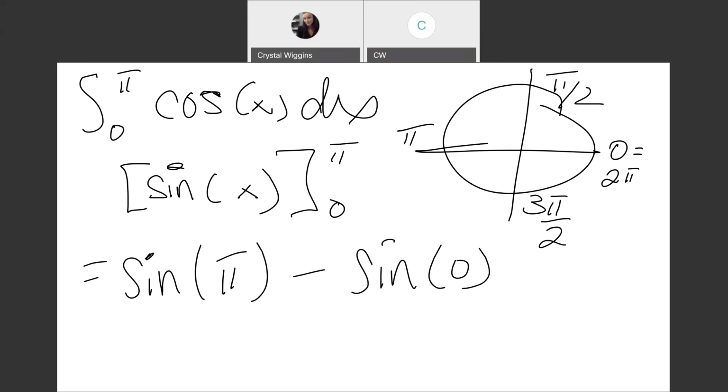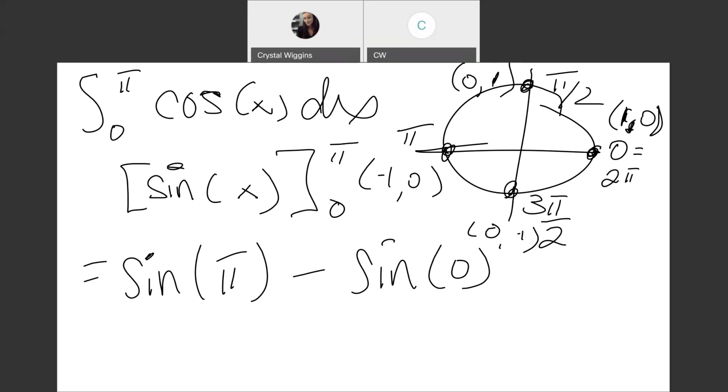So if we're doing sine of pi, remember, these are just points on a coordinate plane, where this is the point 1, 0, where the x is always cosine and the y is always sine. This is the point 0, 1. This is the point -1, 0. And we have 0, -1. So sine is always the y value. And here at pi, sine of pi is 0. And then at 0, sine of 0 is also 0. So we have 0 minus 0, which is 0.